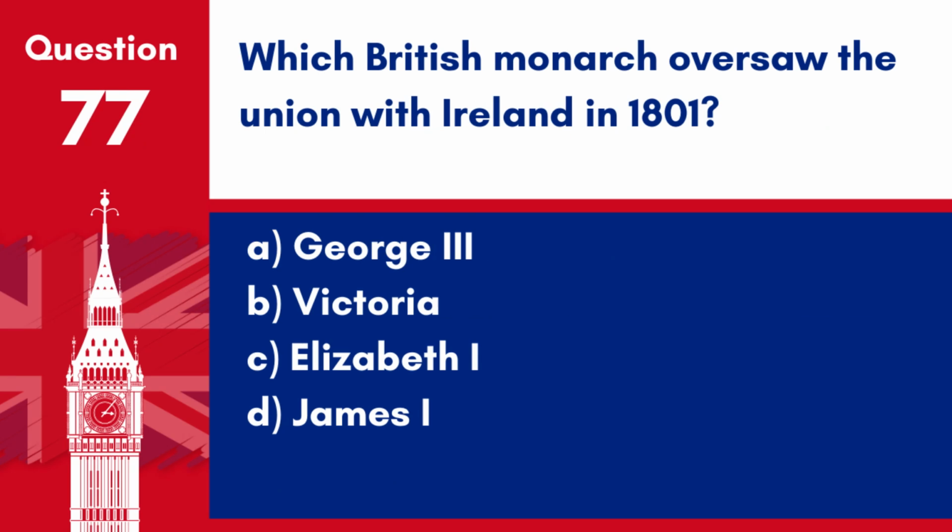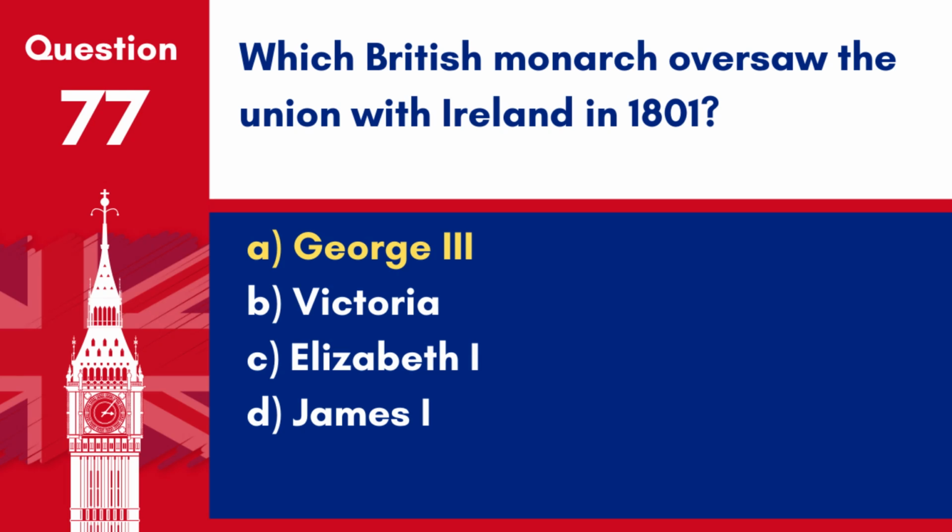Question 77. Which British monarch oversaw the union with Ireland in 1801? A. George III. B. Victoria. C. Elizabeth I. D. James I. Answer. A. George III.